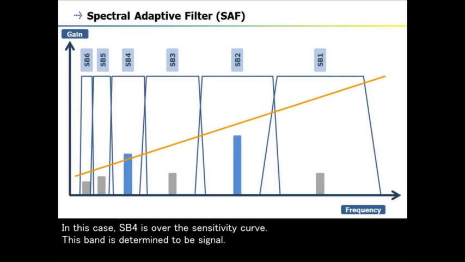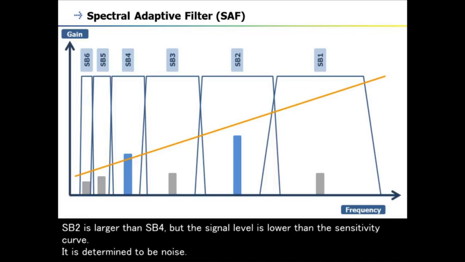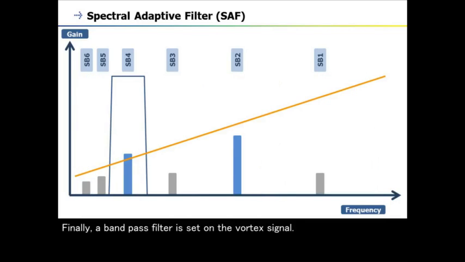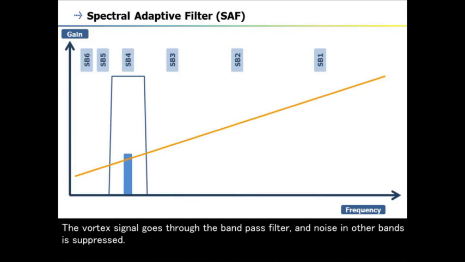In this case, SB4 is over the sensitivity curve. This band is determined to be signal. SB2 is larger than SB4, but the signal level is lower than this sensitivity curve. It is determined to be noise. Finally, a bandpass filter is set on the vortex signal. The vortex signal goes through the bandpass filter, and noise in other bands is suppressed.